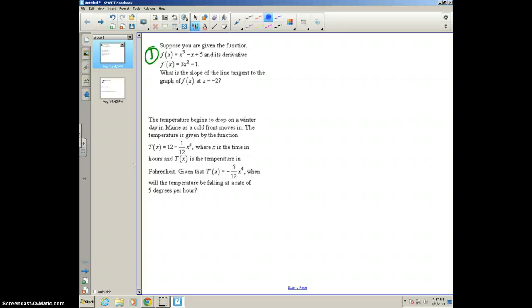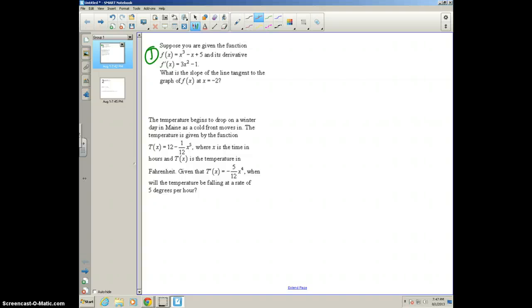Suppose you're given the function f of x equals x cubed minus x plus 5, and its derivative f prime x equals 3x squared minus 1. What is the slope of the line tangent to the graph of f of x at x equals negative 2?